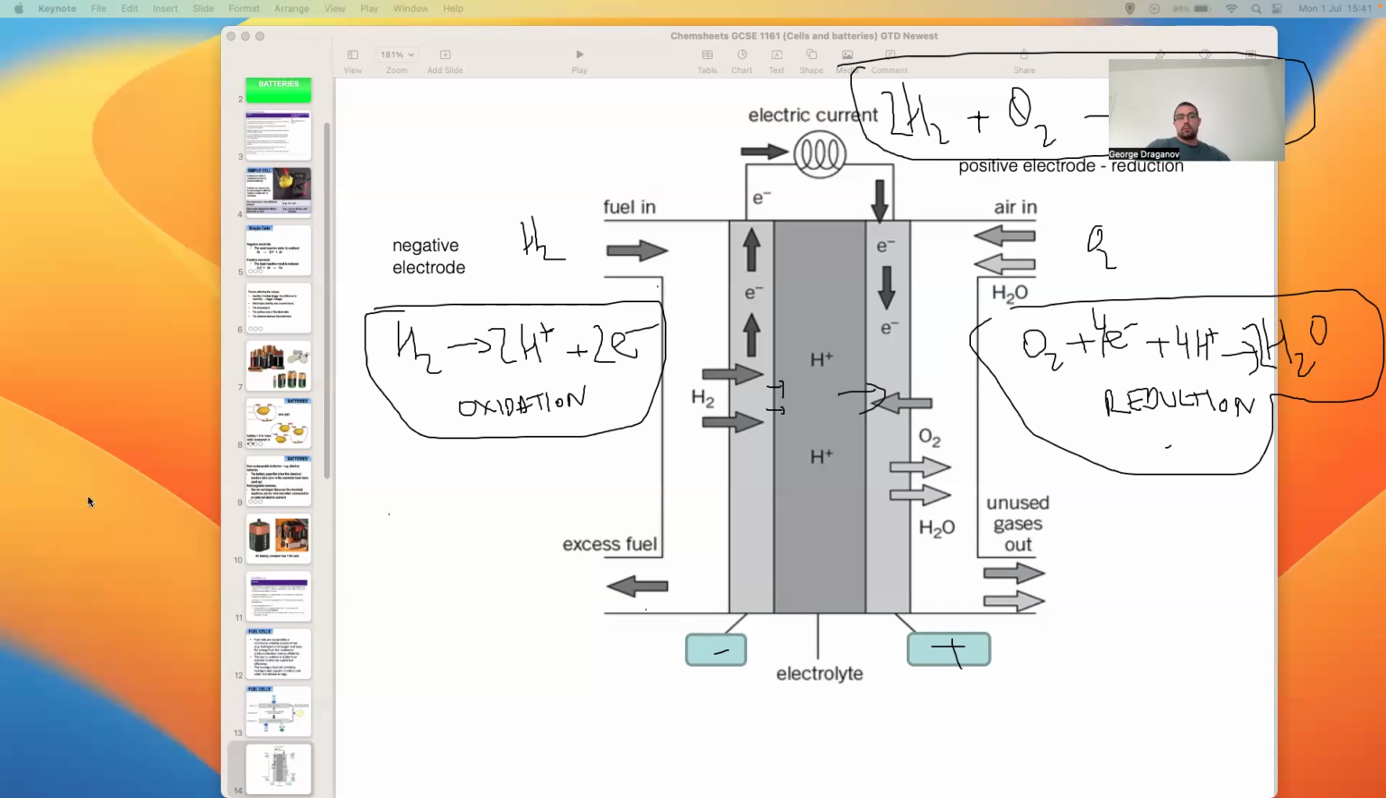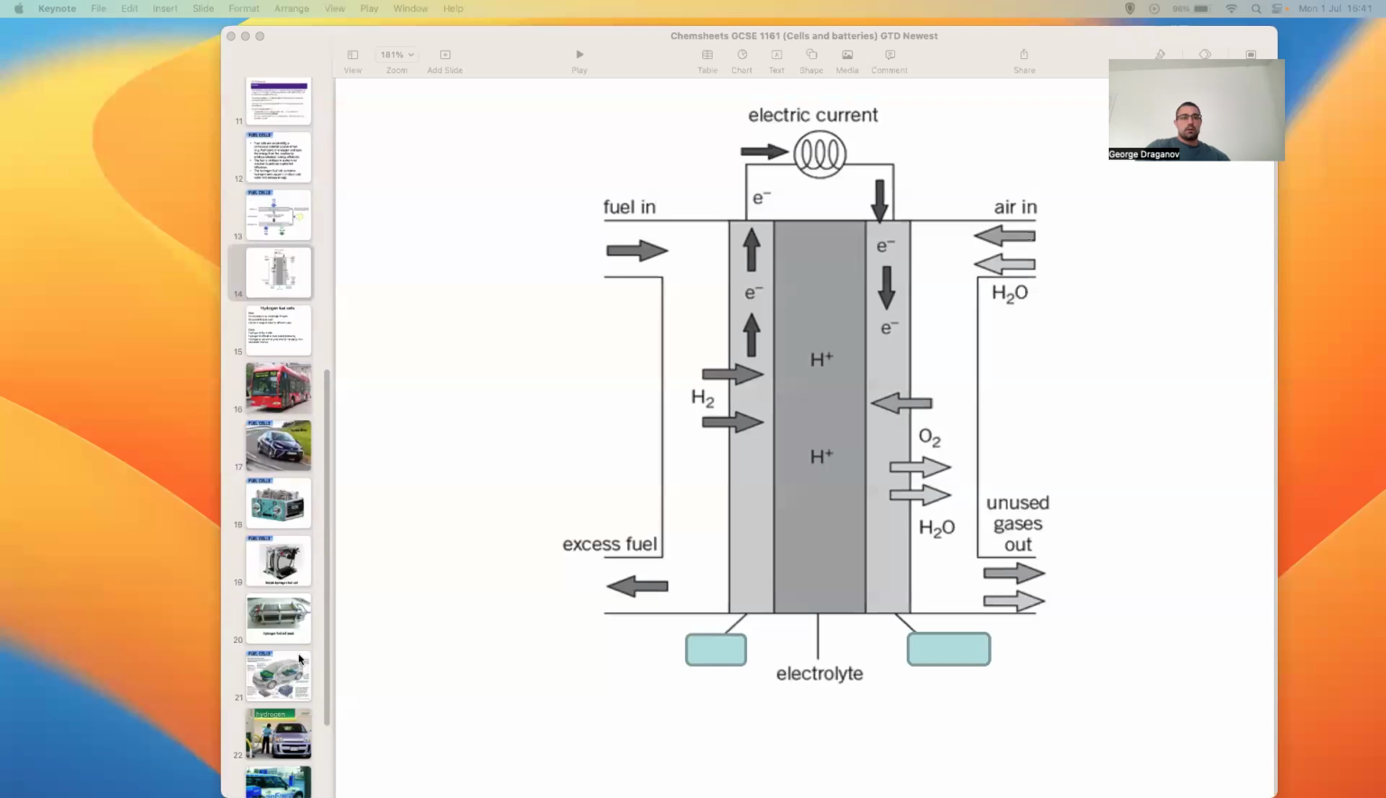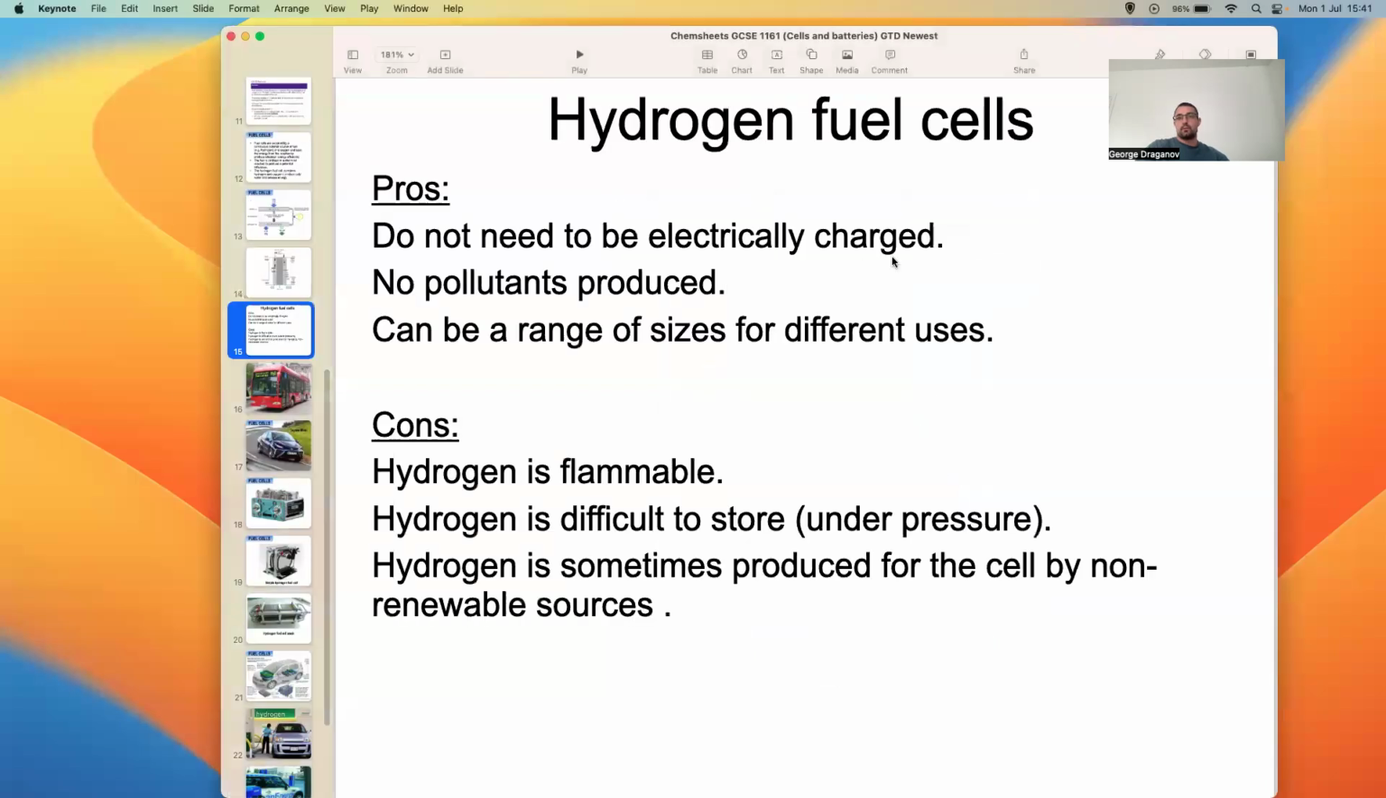Okay, now I'm just going to look at the pros and cons. So clearly, because you produce water is good. So pros, no pollutants produced, just water vapor. They don't need to be electrically recharged, and they can be a range of sizes for different uses. The cons are that hydrogen is flammable. It's difficult to store hydrogen gas, so you have to store it under pressure. And sometimes, how do you get hydrogen? You can't just get it from the air.